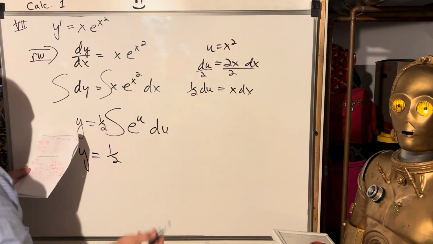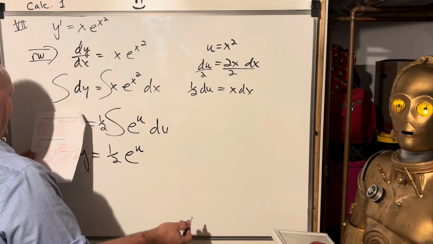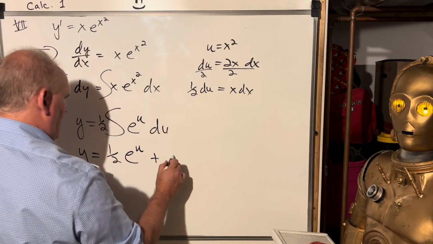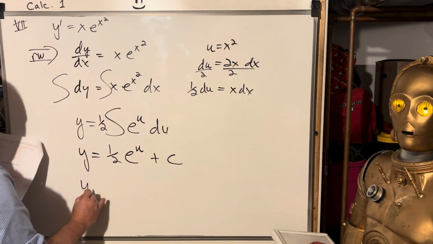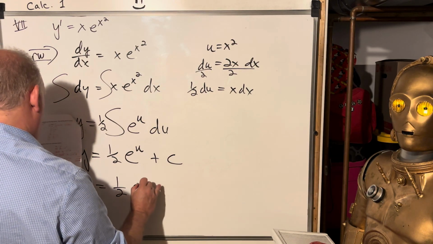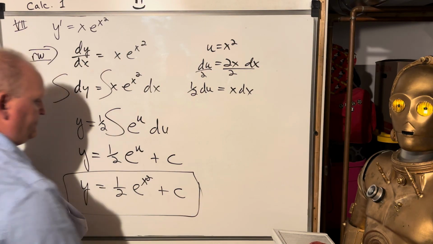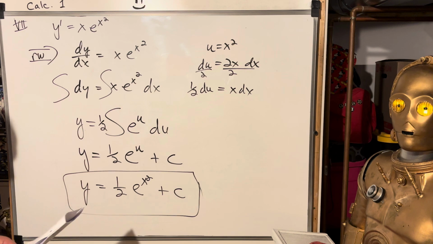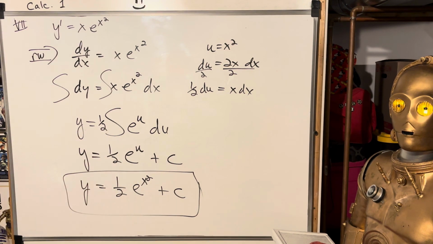All right, and so then you do the actual integration. So that is 1/2 e to the u plus c. And then don't stop there. Remember, you have to put that x squared back in there. So y is equal to 1/2 e to the x squared power plus c. Just like that, just like so. And that is all there is for 6.1.